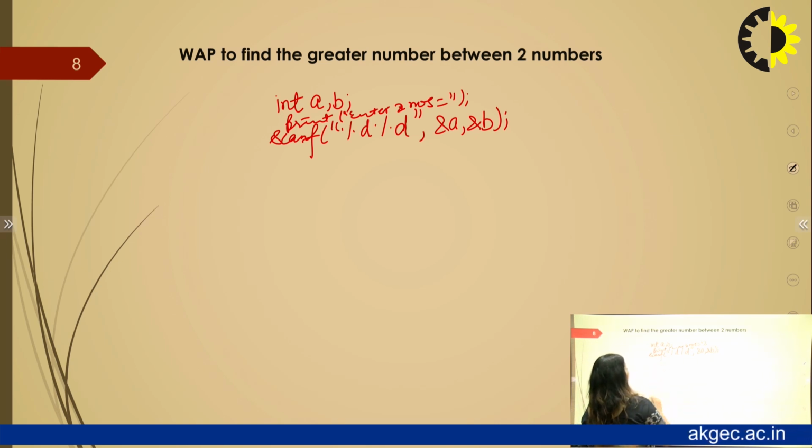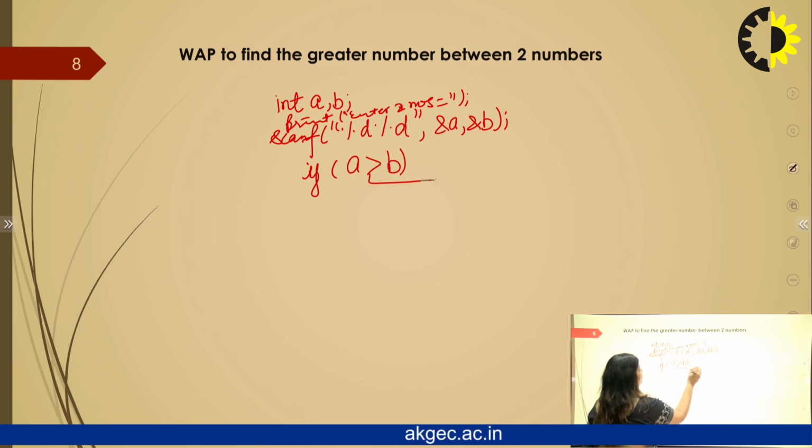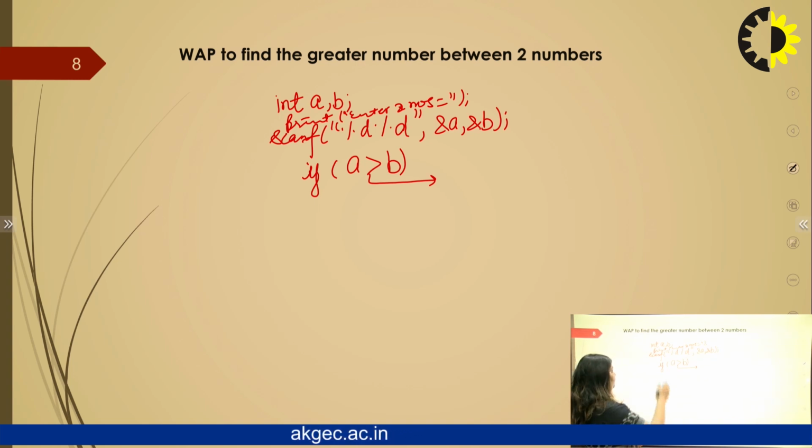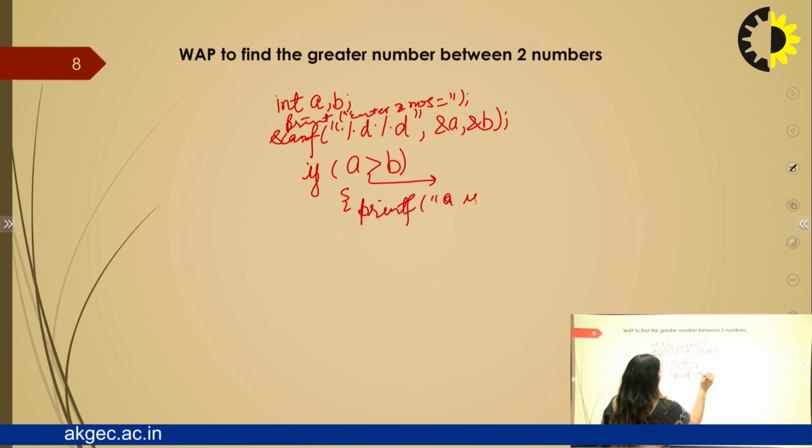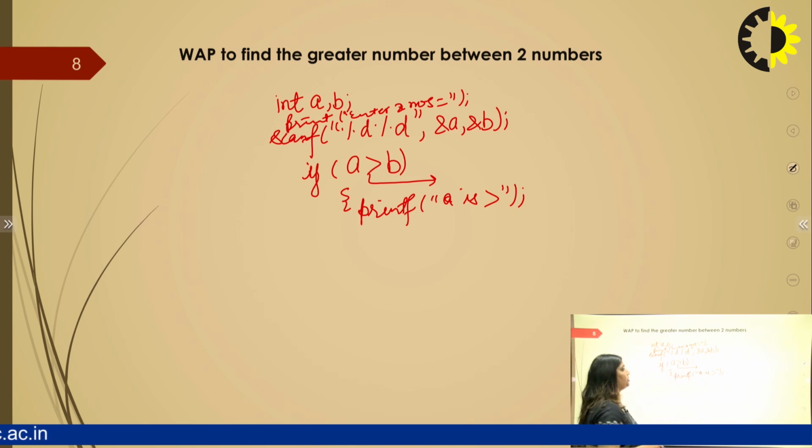And now we have to compare two numbers. So we will do it this way: if a is greater than b. Here I have used a relational operator, that is greater than. If a is greater than b, then printf, simple. We can write here a is greater. If this statement is true, this part will be executed.